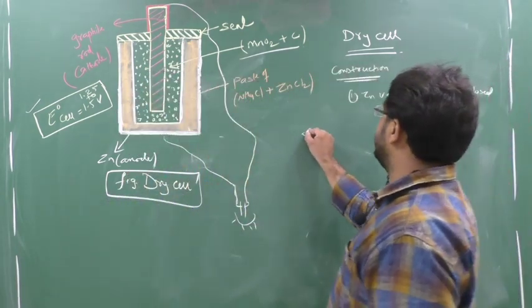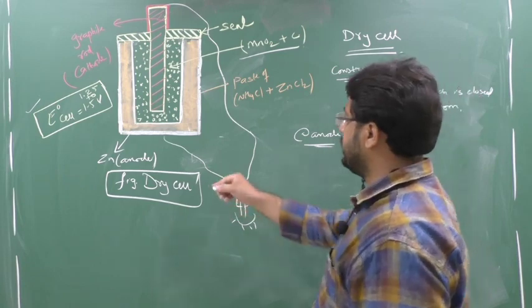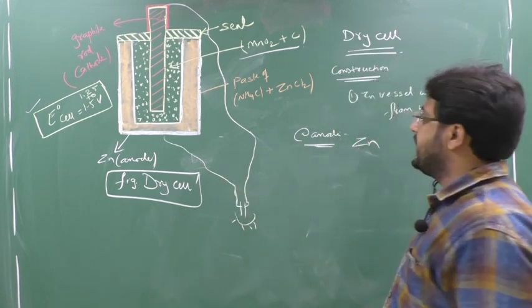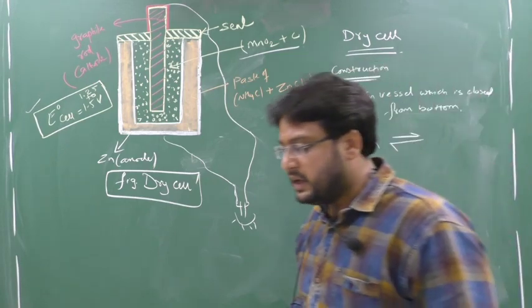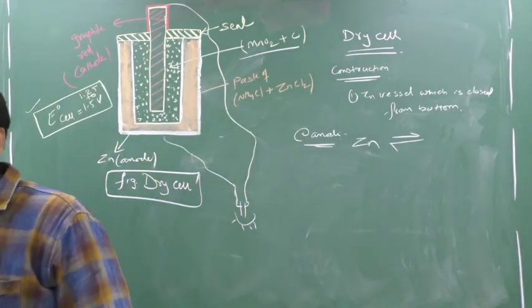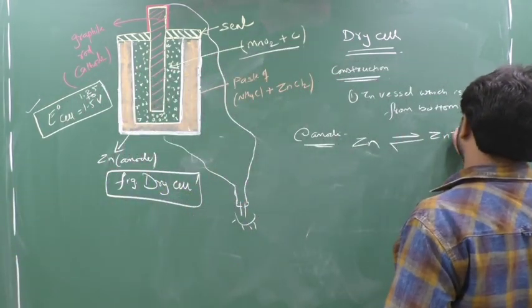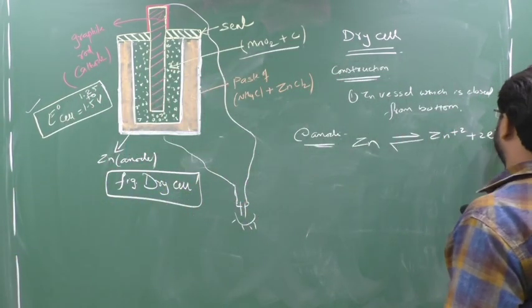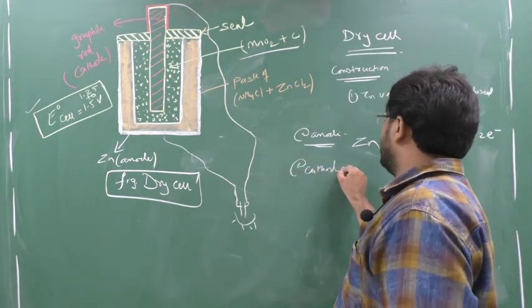So first we will see at anode. At anode, who is there? At anode we have zinc. Okay, and zinc will undergo what? Oxidation, because from the starting of the chapter itself I am telling, at anode oxidation occurs and at cathode reduction occurs. So zinc will undergo oxidation, Zn gives Zn2+ plus 2 electrons. Clear? Now at cathode what occurs?